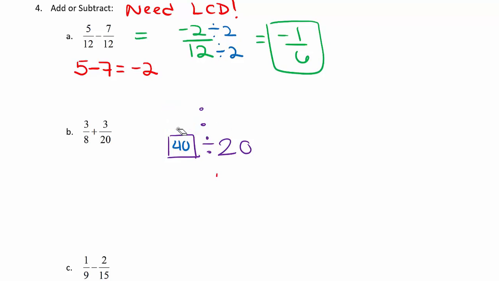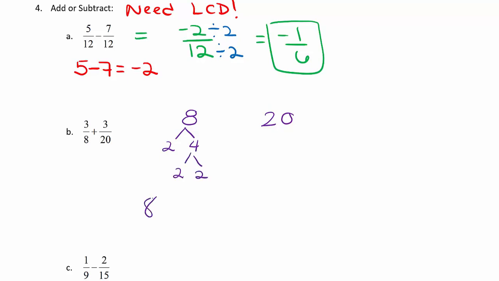Now, it's not always easy to come up with the LCD in your head like that. And so there's another way you can find LCDs, and that's by creating factoring trees. So taking the denominators and listing all their factors. 8 is 2 times 4, and 4 is 2 times 2. So 8 is 2 times 2 times 2.